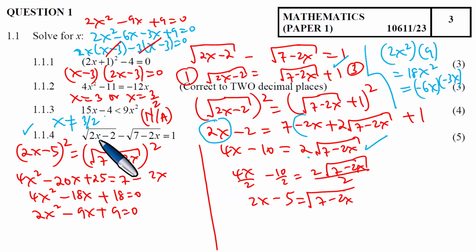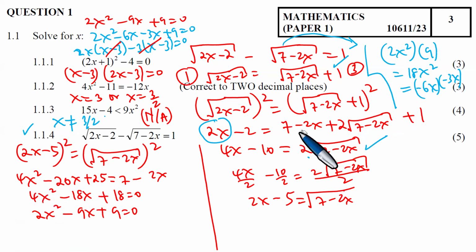Remember that we're given the square root of 2x minus 2 minus the square root of 7 minus 2x is equal to 1. So what we did was we moved this one to the other side. Always when you're given 2 square roots in one equation, you move one square root to the other side so that you are left with 1 square root on one side. At this point, you start squaring both sides. Squaring the square root on the left, you have 2x minus 2. And when you square the right, you're going to have exactly what?